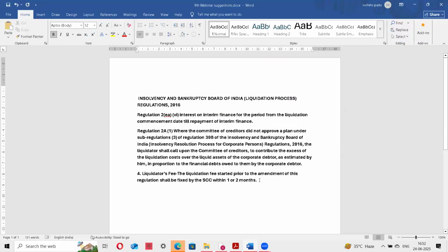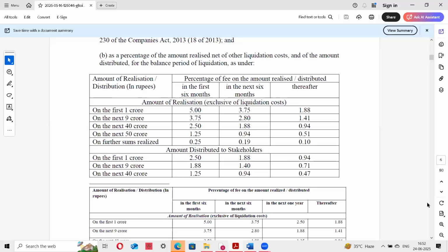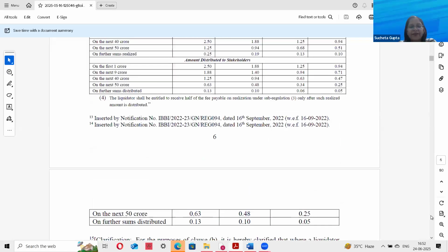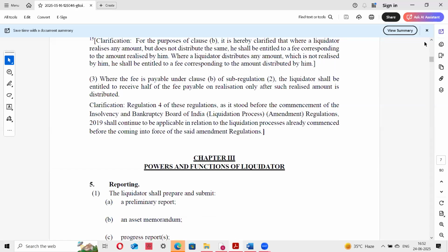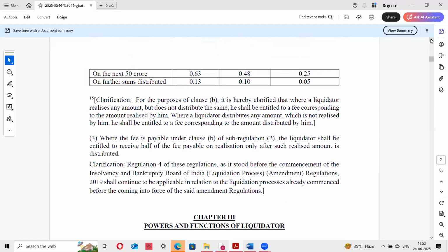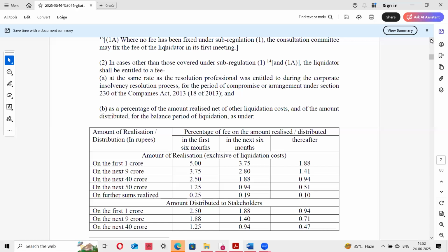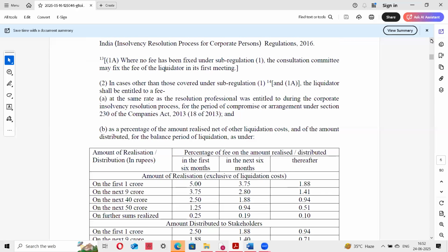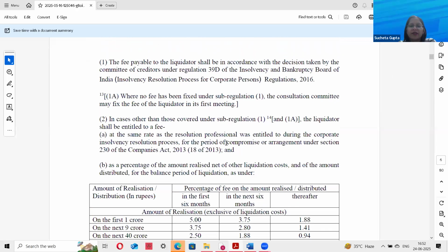Madam, this RP provision is only for compromise cases, not all cases. I have written that the RP provision is only for compromise cases. Yes, that is only for compromise, not in the normal liquidation. Okay, you are saying that only if there is a compromise or arrangement, then they have provided it here.